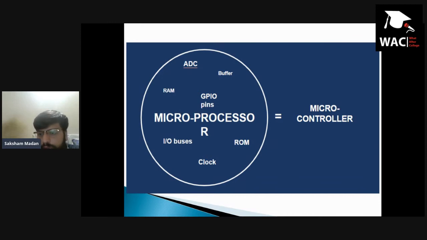Okay, so the difference between microprocessor and microcontroller. Using this particular diagram you can see that the microprocessor is the brain of a microcontroller. Like a human body: if I term my human body as the microcontroller, then the microprocessor will be the brain.